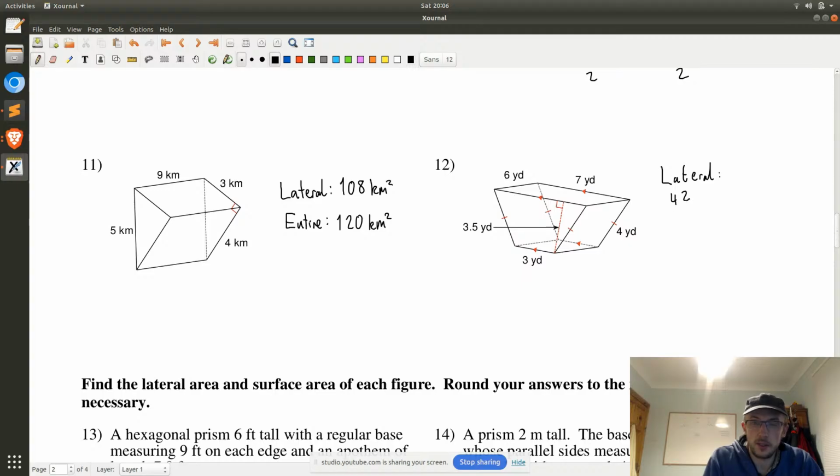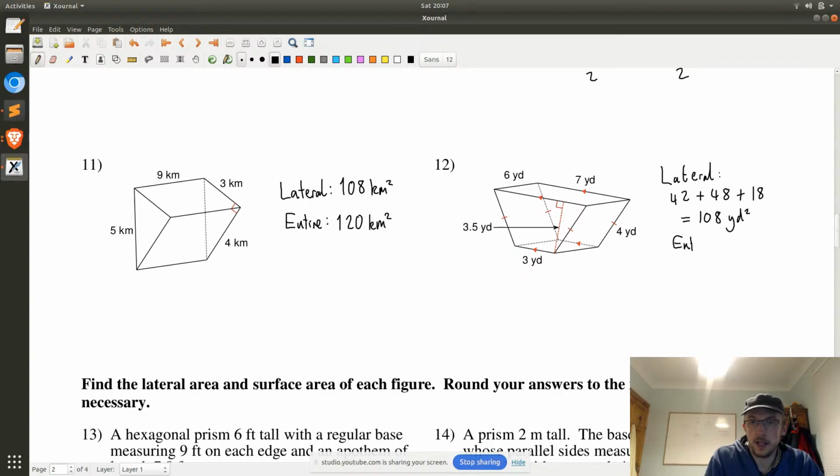So, I mean, that's essentially a rectangle. So 4 times 6, so 24, and then double that, so 48. And then add on 3 times 6, so 18. 42 and 48 makes 90. Add 18, you get 108. It's that many square yards.